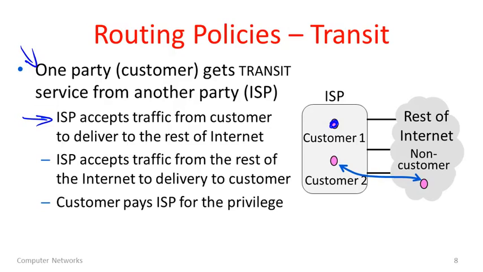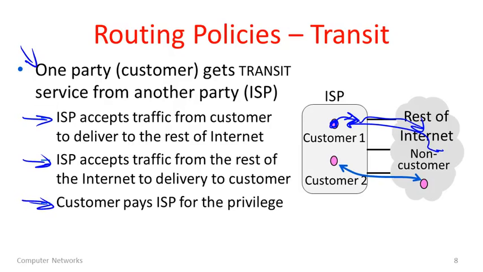So you're a customer here, you can hand packets to your ISP destined for wherever, and your ISP will somehow send them to the rest of the internet, where they will reach customers who are outside that ISP. Similarly, your ISP will accept traffic from the rest of the internet and deliver it to you. So some traffic could come from here, and the ISP will accept this traffic because it's for you and make sure that it gets to you. And you, the customer, generally pay for this privilege.